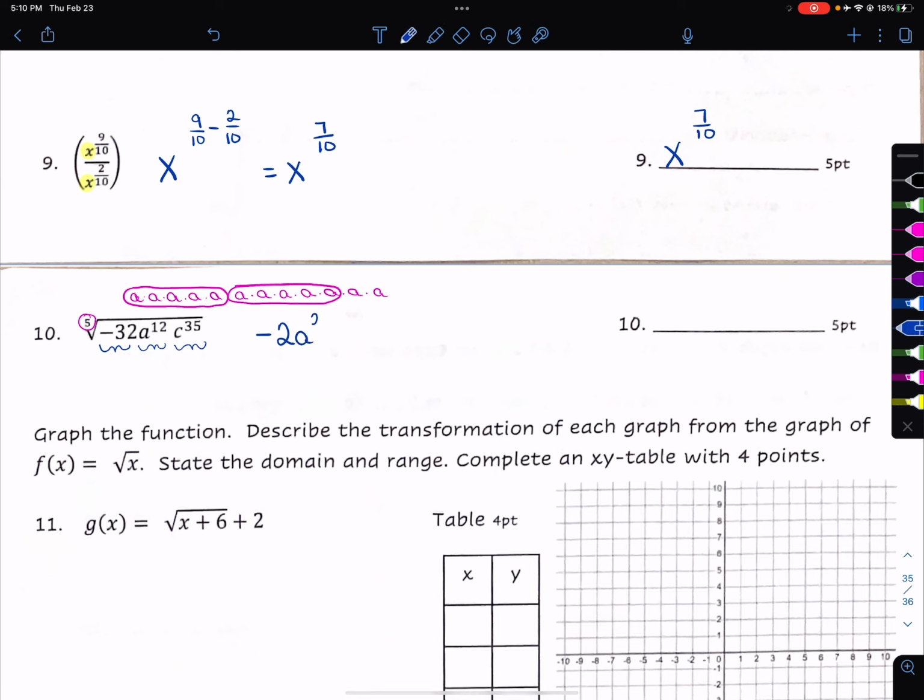a squared. Now these 2 a's that are left over, since they're not part of a group of 5, are actually going to stay underneath the radical sign. Because you have to be a group of 5 to be able to get pulled out of there.